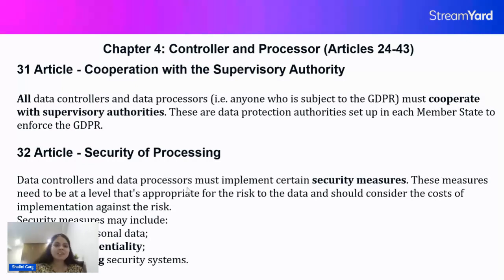Another thing is that security measures should consider the risk. They should be designed in such a way that we consider the risk of accidental or unlawful destruction of the data, or loss, alteration. Anything and everything can happen in this age. Even the biggest companies are not able to comply with this, and not able to save their data. So how can we expect all companies to save their data?